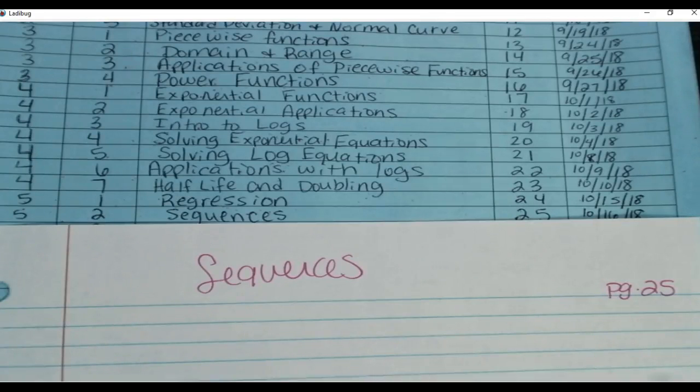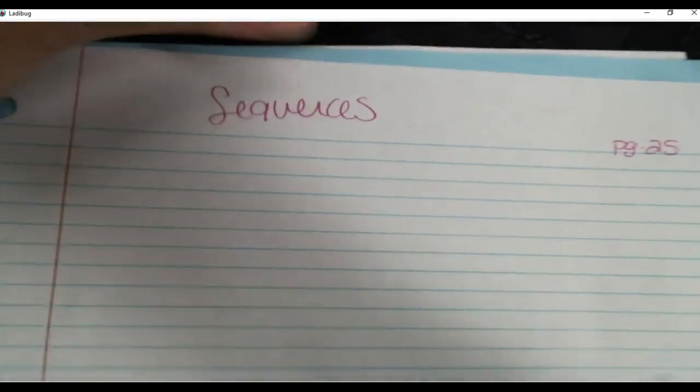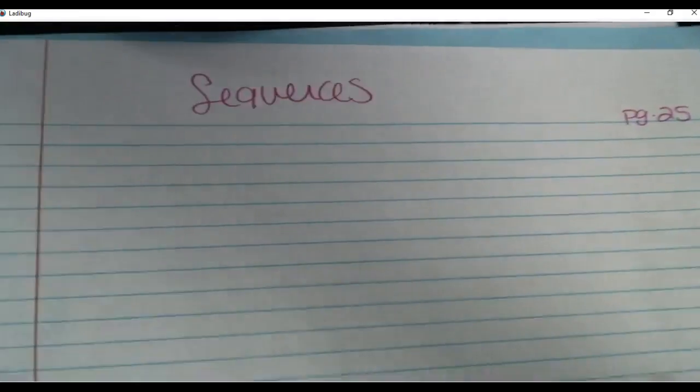So, we're talking about sequences first in this unit. A sequence is like a list of numbers, and they can go on forever. Later in the unit, we'll talk about a series, which has a finite number, so maybe just 10 terms or something. But a sequence has an unlimited, infinite amount of terms. So, we're looking at two different kinds: arithmetic and geometric.